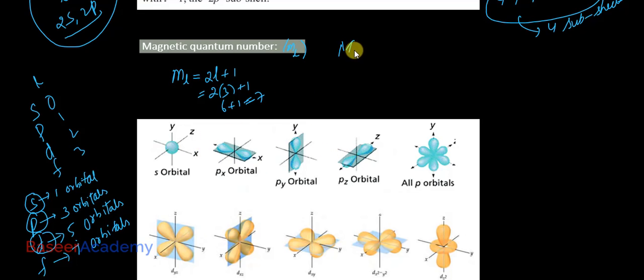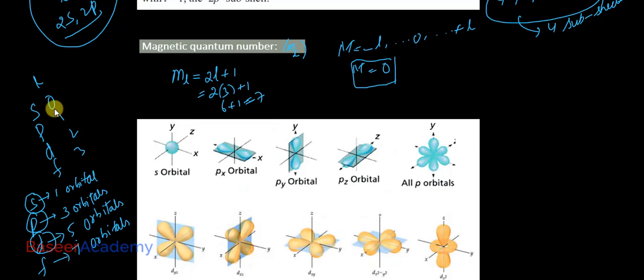And what are the values that magnetic quantum number takes? Magnetic quantum number takes values from minus l to plus l. For s orbital, the value of l is 0. So what are the values that m should take? m should take values from -0 to +0. There's no such thing. 0 does not take any negative or positive sign. So the value of m here is 0.